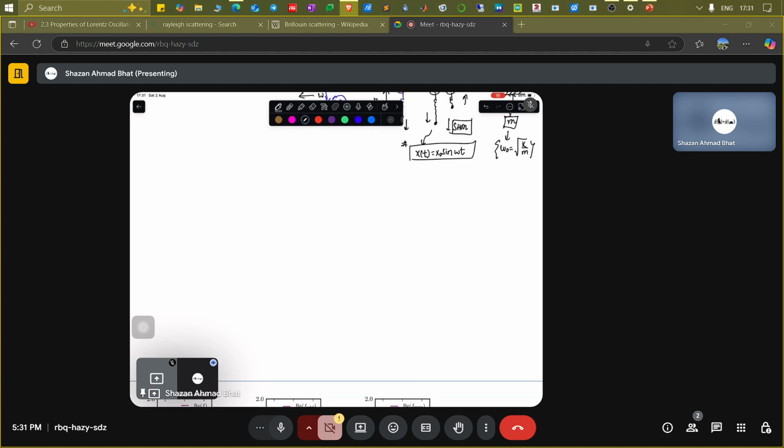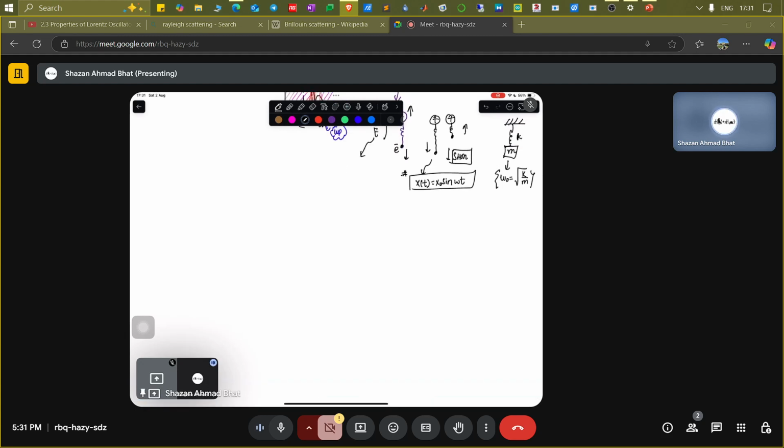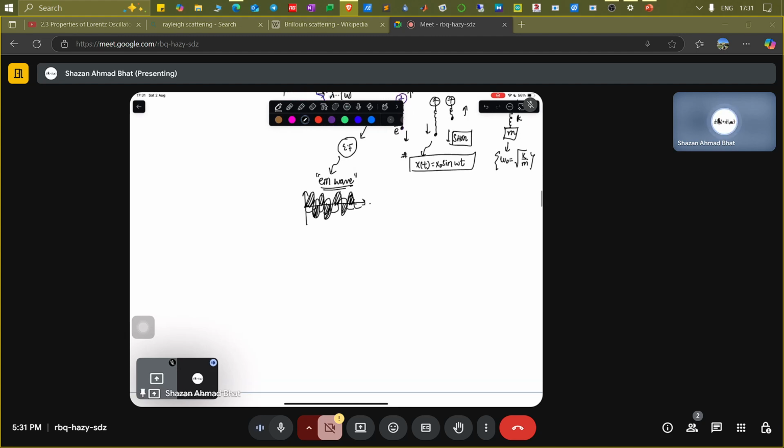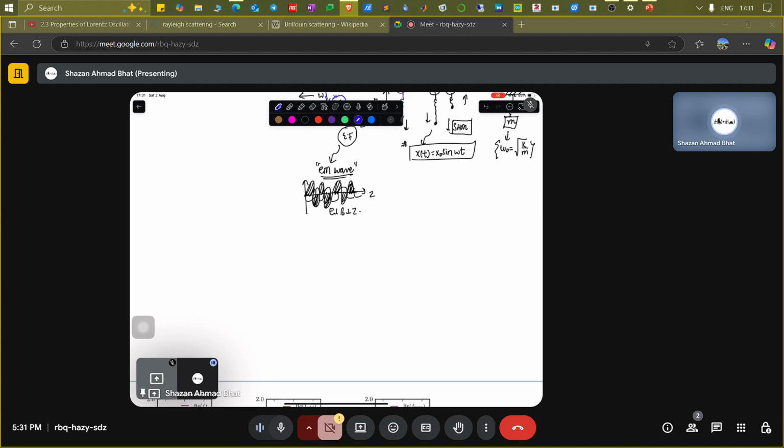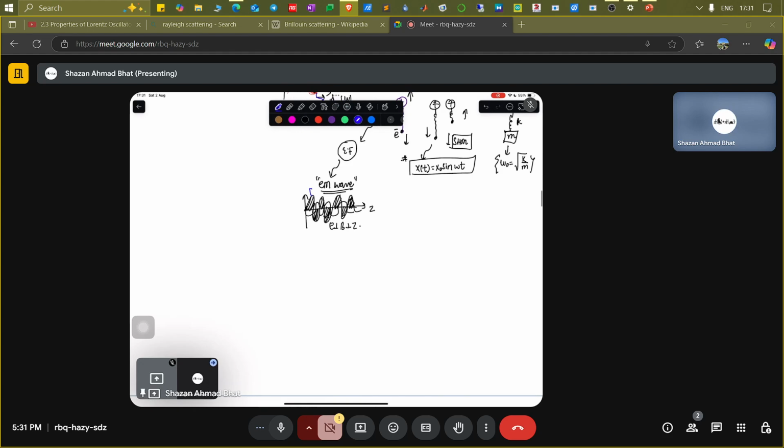Now, what is driving here? The driving field is the electric field. And what is this electric field? This is from the electromagnetic wave. Remember that the electromagnetic wave has an electric field and a magnetic field. This is the electric field part. Pardon me, I'm not drawing it to scale. If it's a transverse electromagnetic wave, then E is perpendicular to the B field, and it's perpendicular to Z, which is the propagation direction. Right now we are considering only the electric field.